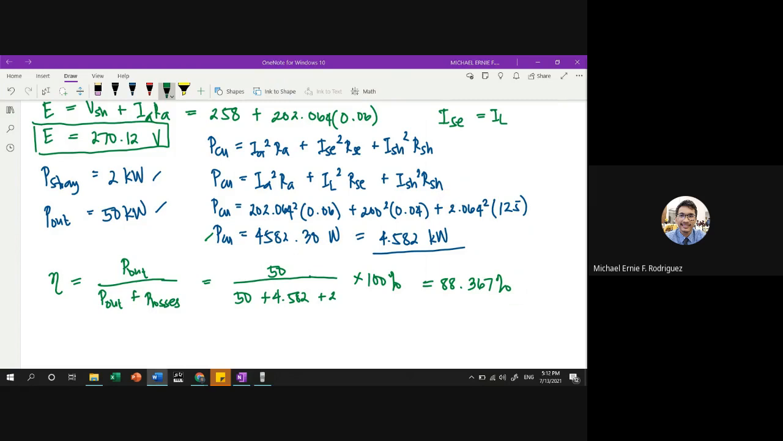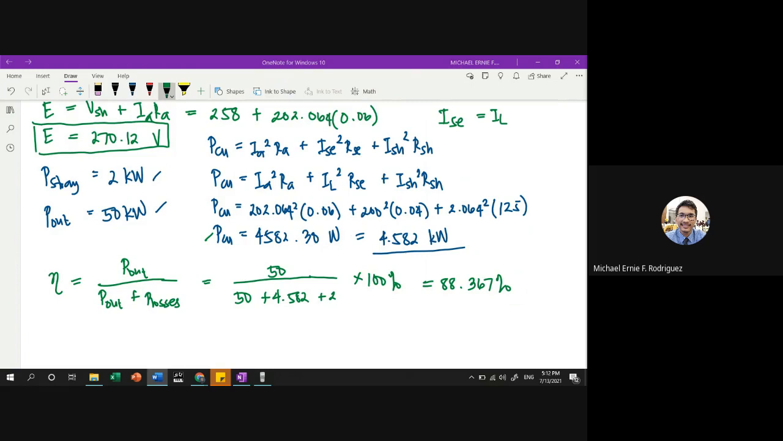So, bukas, mag-meet tayo bukas saglit ulit. Start tayo siguro ng 3 o'clock. Doon tayo sa sunod na unit natin, doon tayo sa DC motors. So, ang DC motor, binaliktad lang na generator. Kasi kung ang generator is from mechanical energy to electrical energy, ito baliktad. So, from electrical energy, gagawing mechanical energy.